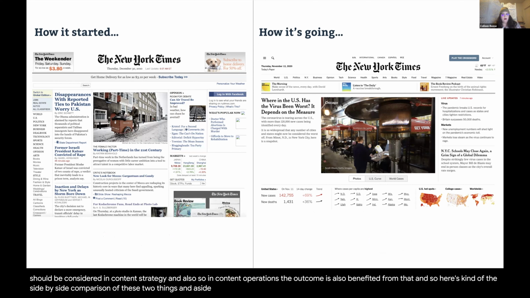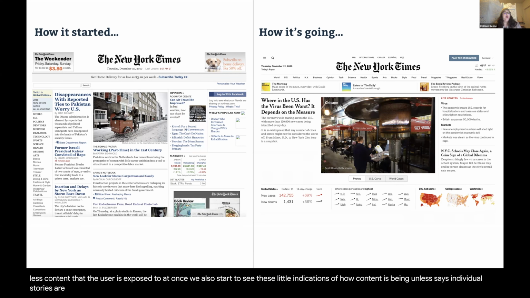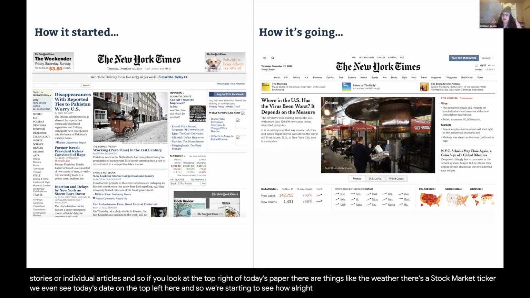And aside from the really obvious observation here, which is that there is significantly less content that the user is exposed to at once, we also start to see these little indications of how content is being treated as an information product and less as individual stories or individual articles. And so if you look at the top right of today's paper, there are things like the weather, there's a stock market ticker. We even see today's date on the top left here. And so we're starting to see how our idea of content can be expanded.